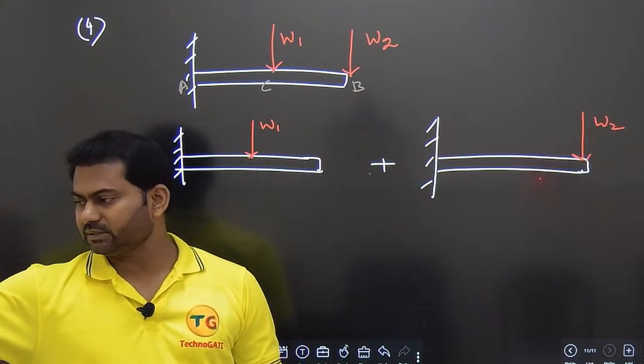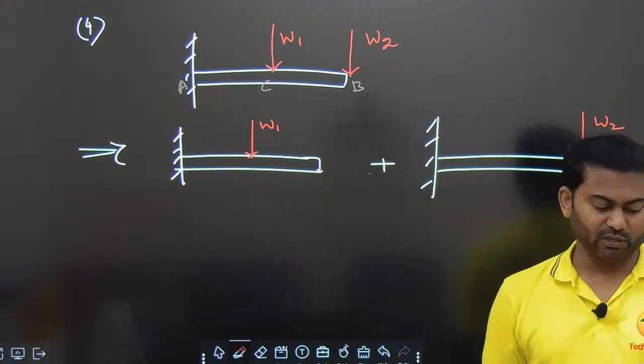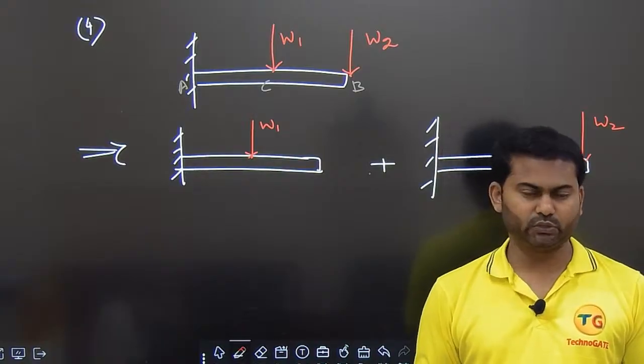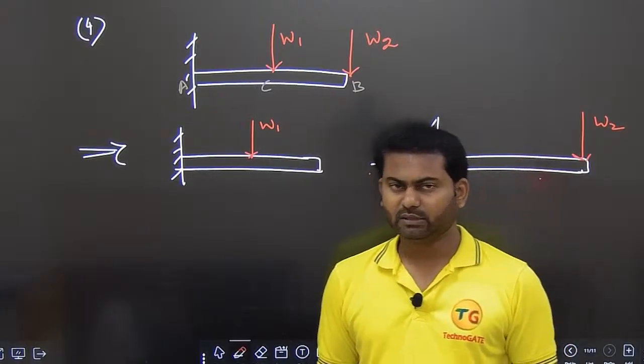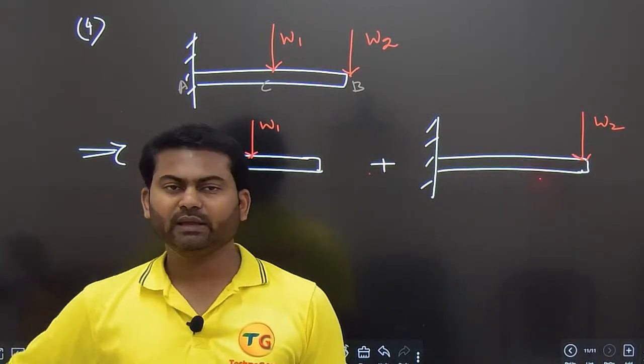In the next video, we are going to start the next chapter where we will deal with Macaulay's method and Moore's theorem. These two are other methods which will help you to get the slope and deflection of beams. They are also based on some logic. So we'll use those methods and we will get the answer.